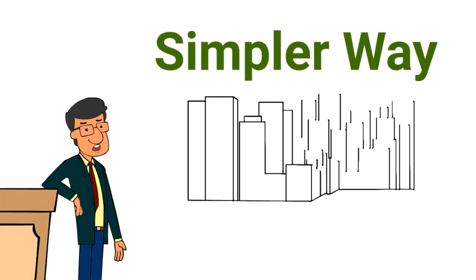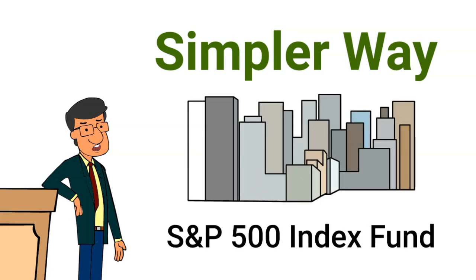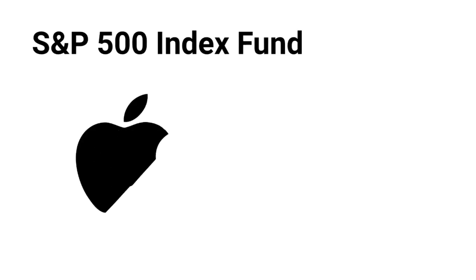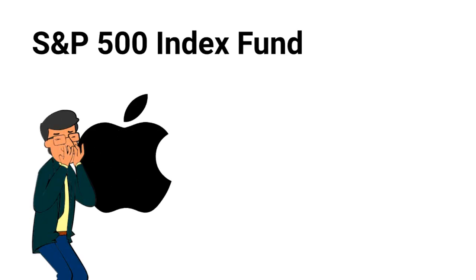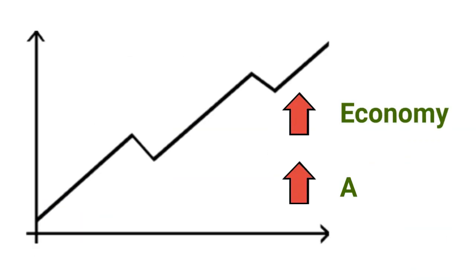You buy the entire US market with an S&P 500 index fund. What's that? Think of it like this. Instead of buying one share of Apple and hoping Apple does well, you're buying a tiny piece of the top 500 companies all at once. When the economy grows, your account grows too.